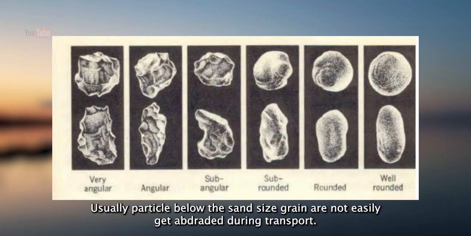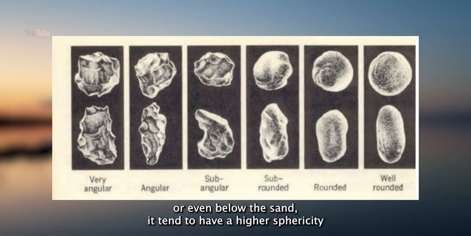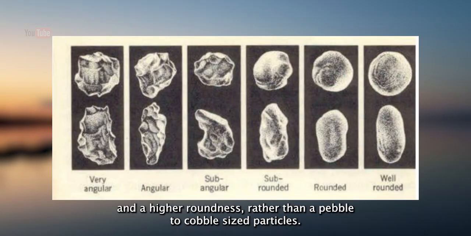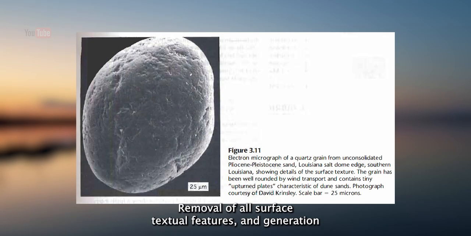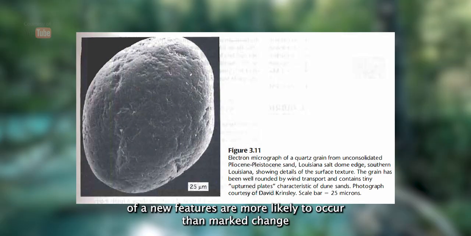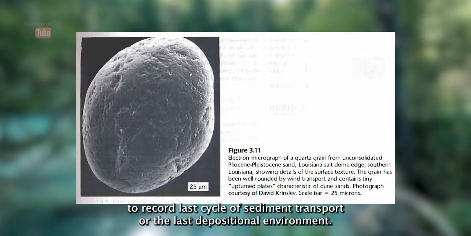Usually, particles below sand-sized grain do not easily get abraded during transport. This is because a particle that has a size equal to or even below sand tends to have a higher sphericity and a higher roundness than pebble to cobble-sized particles. This also could be related to the surface textures. Removal of all surface textural features and generation of new features are more likely to occur than marked change in sphericity and roundness. And the surface texture is more likely to record the last cycle of sediment transport or the last depositional environment.